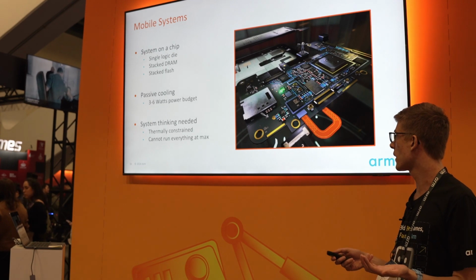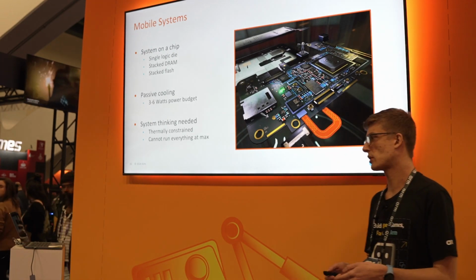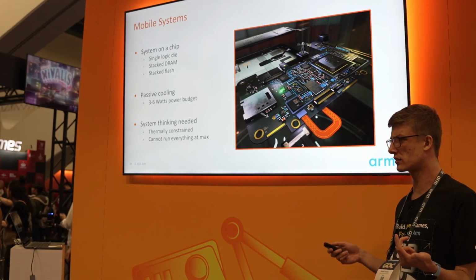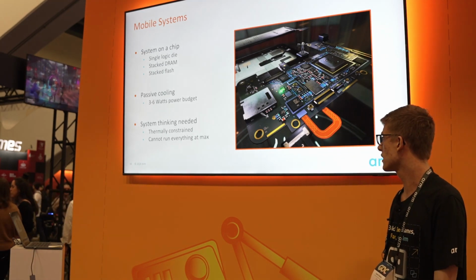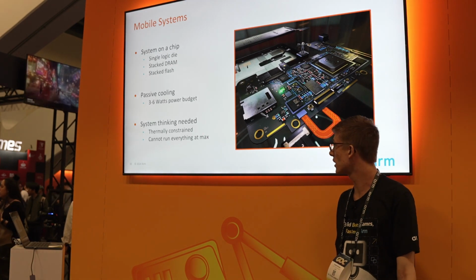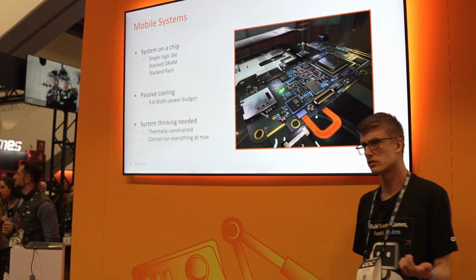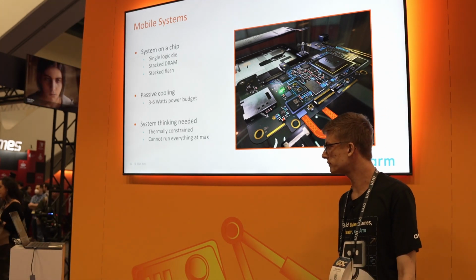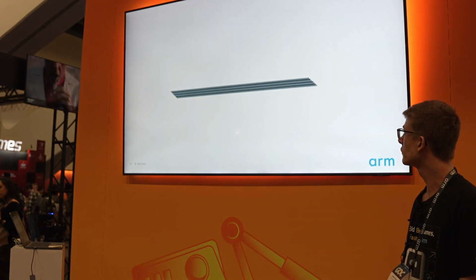So this leads into our power budget. Typically this is 3 to 6 watts. And this is because any higher than this, you're going to hit thermal throttling. And also any higher than this, the device is going to become physically uncomfortable to hold. And again, this varies based on climate. So in hotter countries, this could be less as well. So system thinking is really needed here. You're thermally constrained. You can't just run everything at max. You've got to fit things within a budget. So let's look into this a little more.